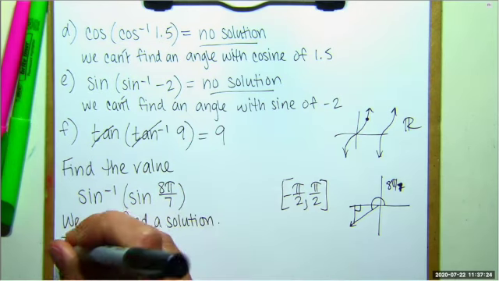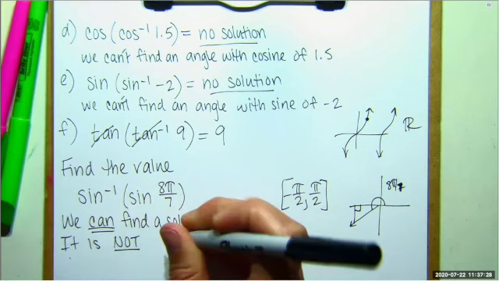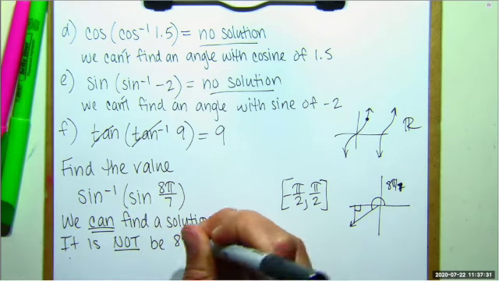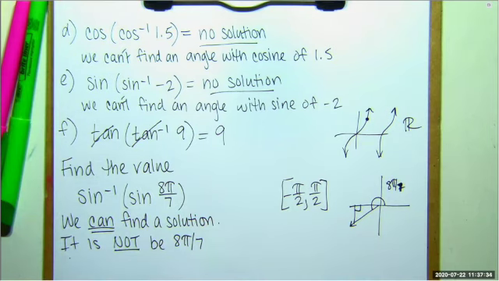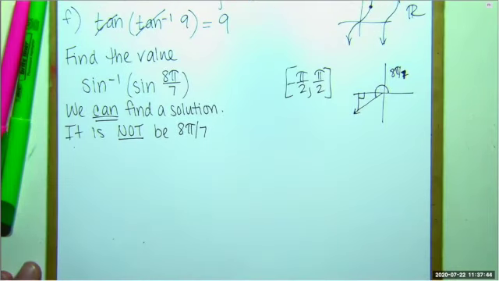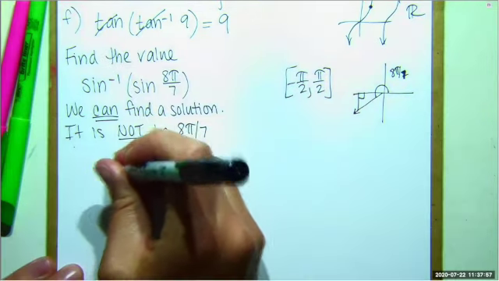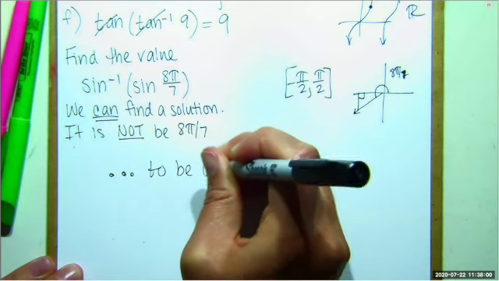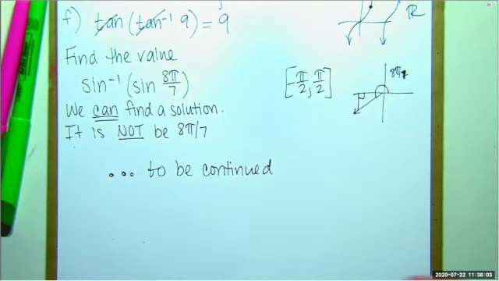It just happens to not be 8 pi over 7. So we have to take a different approach to this. We can find a solution, it just happens to not be 8 pi over 7. So I think this is a good place to stop. I will show you guys next lecture how to find the value.